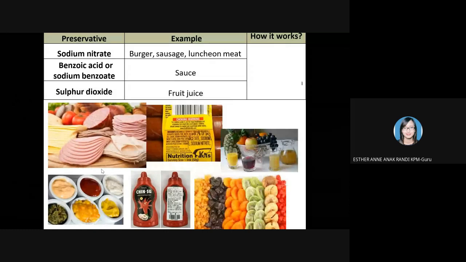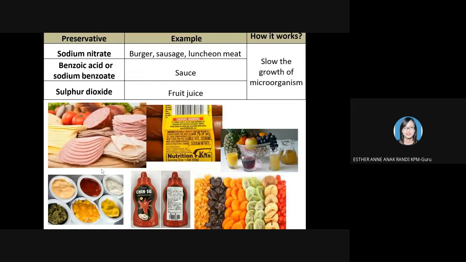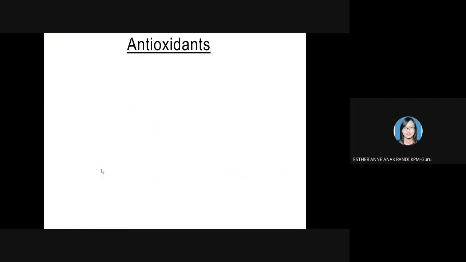Okay, so in fruit juices, okay, like apa tu? What example fruit juice do you guys have nowadays? Marigold, bukan. Tropicana Twister. Okay. Those fruit juice, they contain sulfur dioxide lah. Okay, so they have the same reason, the same purpose. It is in order to slow down the growth of microorganism. Okay, in a way to make it last longer. Okay. Right, next is antioxidants.